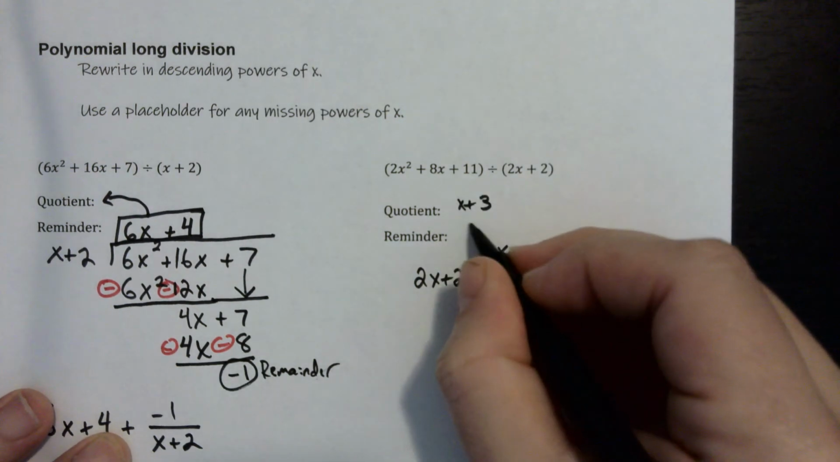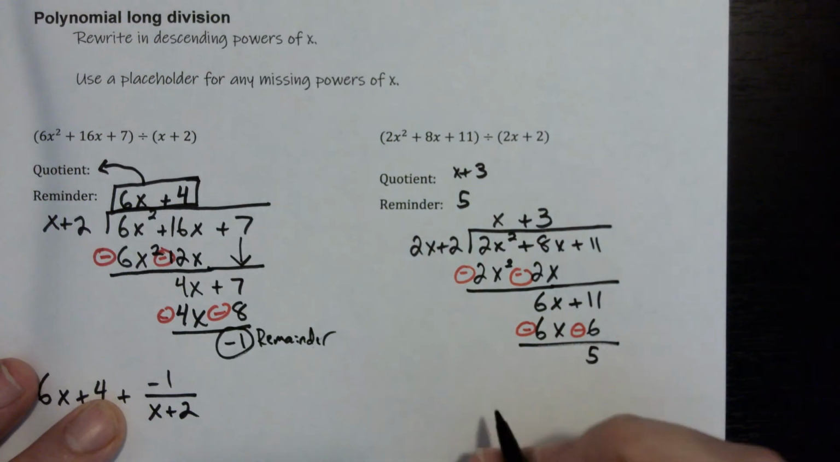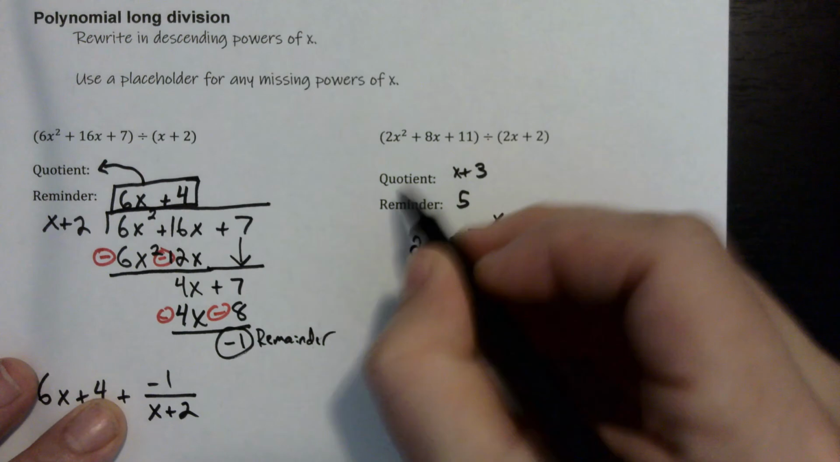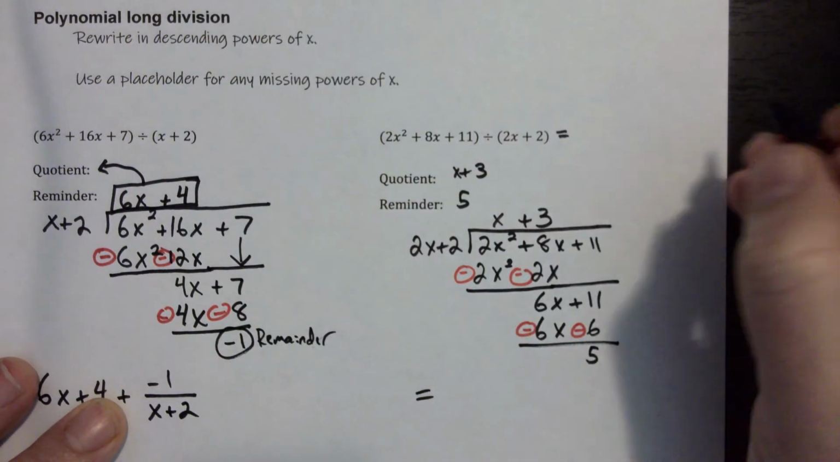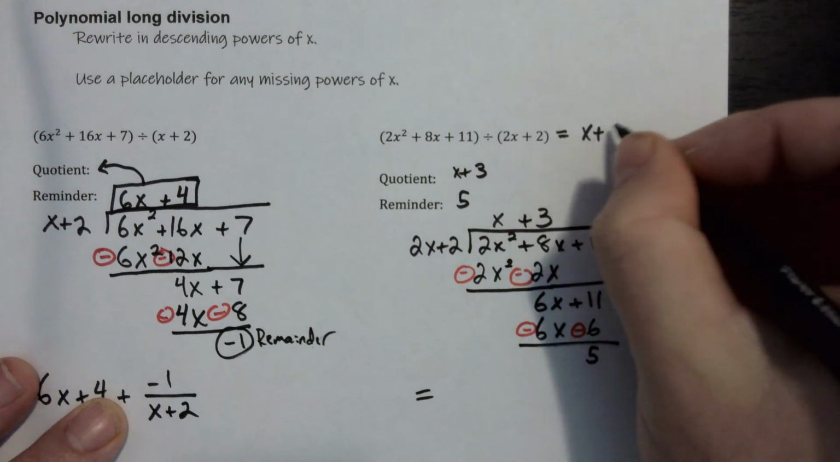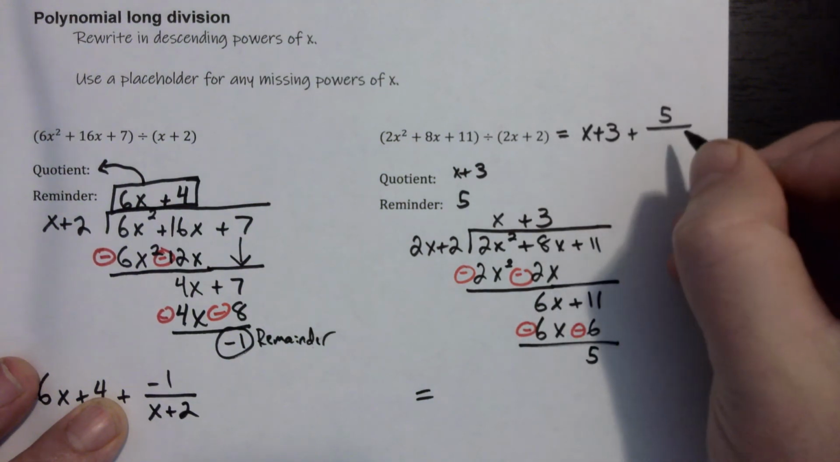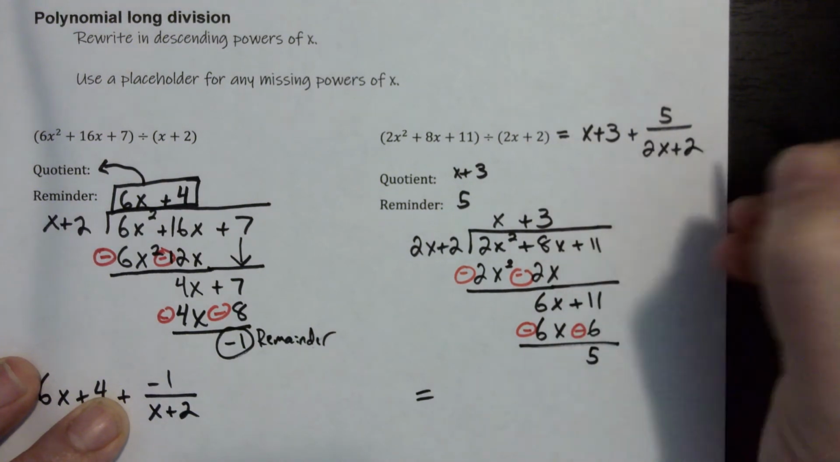And our remainder is 5, and if you want to write it in the proper form, it's going to be equal to this question right here, in fact, I'll put it right here, is equal to x plus 3 plus 5 over 2x plus 2.